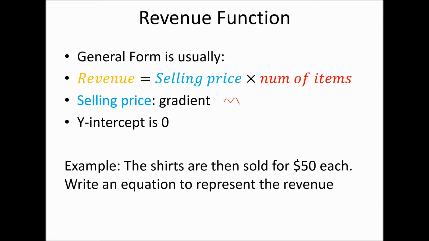So for example, if the shirts that we just made are sold for $50 each, write an equation to represent the revenue. Very easy equation. R equals 50n. 50, of course, is our gradient. That's the selling price, the unit price. Sometimes you may see the letter C used for revenue as well as cost, just for consistency when we're graphing. C is dealing with dollars, with money.